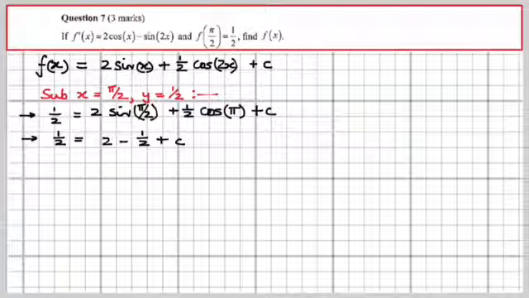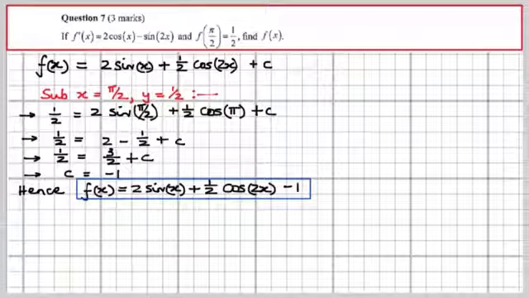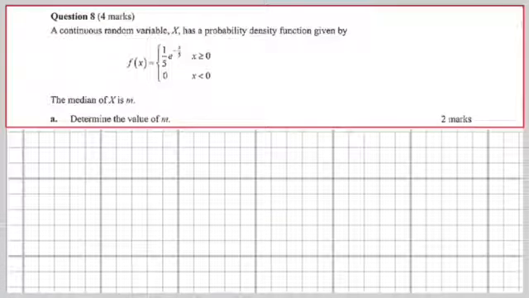And what do we get? A half equals 2 minus a half plus c, because that's minus 1, and a half of minus 1 is minus a half, isn't it? Yes, very good. Let's just work out what c is now. So therefore we've got a half equals 1 1/2 plus c, therefore c is going to be minus 1. Fantastic. So there's our f of x, and we're done. And we're out of here, on to the next question.